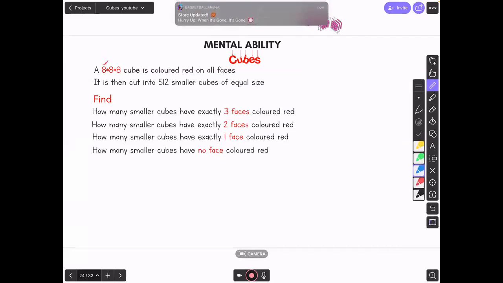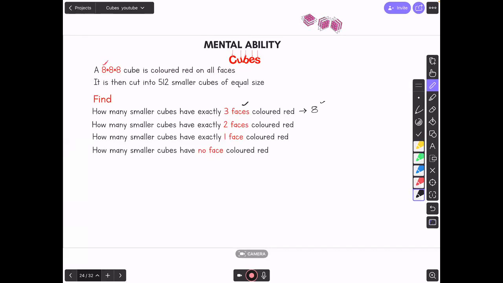Okay, so let's solve this quickly now. Let's see what the answer is. So three faces colored red, how many will there be? Hello? Where do you get them? You always get it at the corner. 8 such corners. So 8 is the answer.